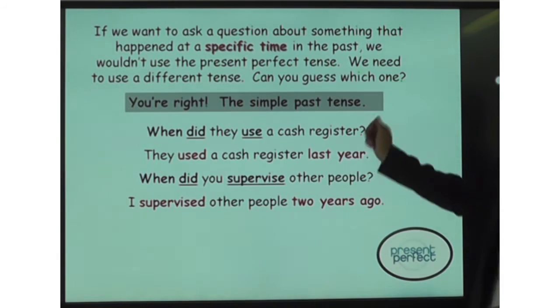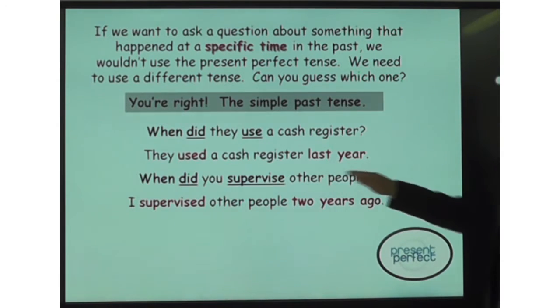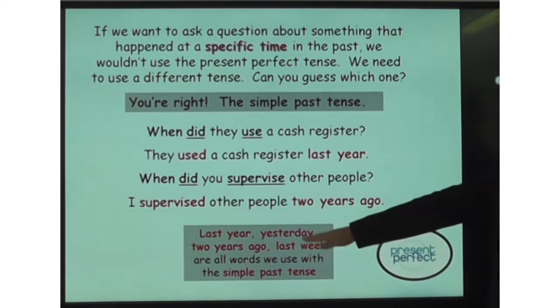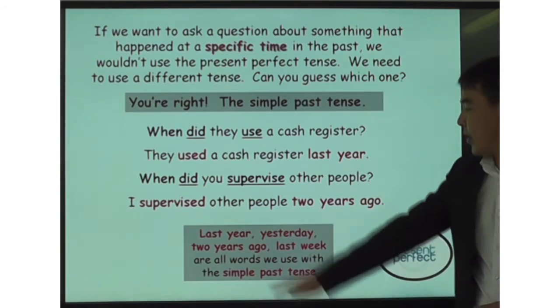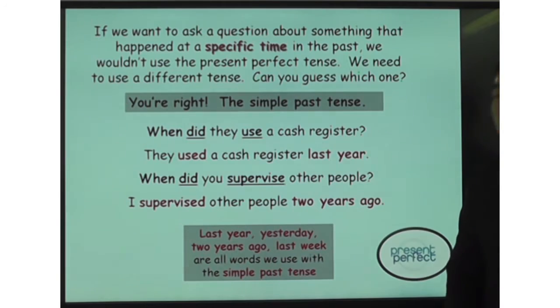And the answer of the sentence. When did you supervise other people? I supervised other people 2 years ago. In here, past simple tense. Last year, yesterday, 2 years ago, last week are all the words we use in simple past tense.